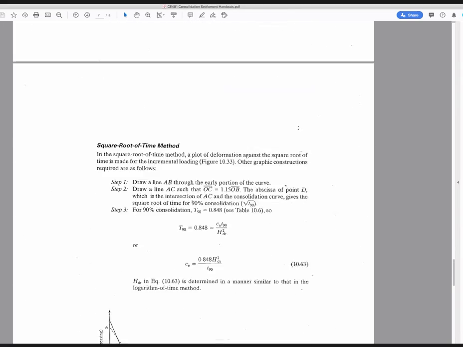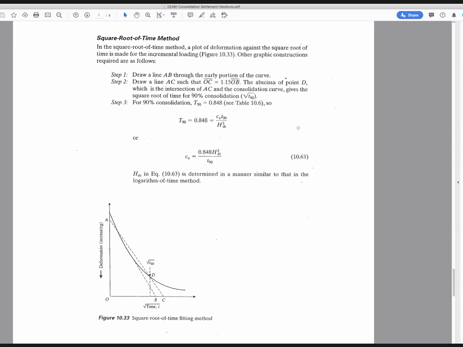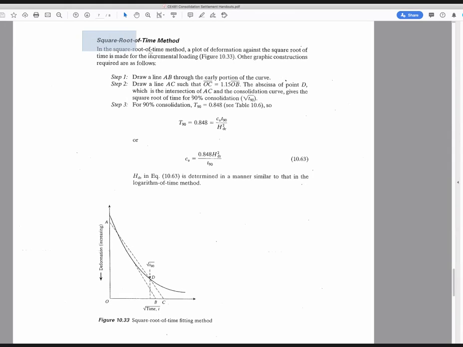There's a separate technique which is quite similar, which is called the square root of time method or the T90 method. In this case, you'll make a new column in Excel and take the square root of time. You have a time column, you'll simply take the square root of that. So you'll plot your consolidation data for that one load increment, and you'll do that versus square root of time. And it'll have an appearance something like this.